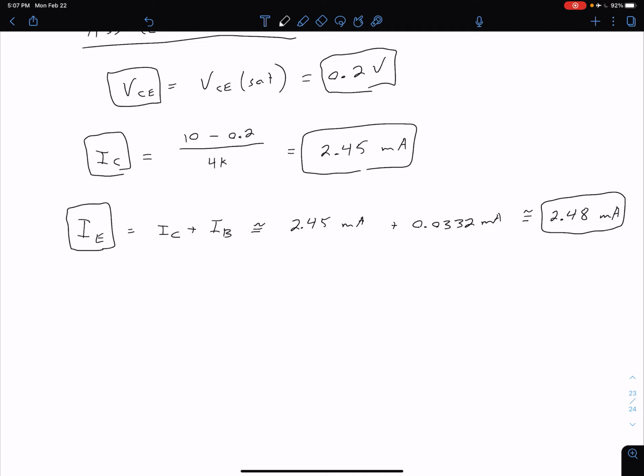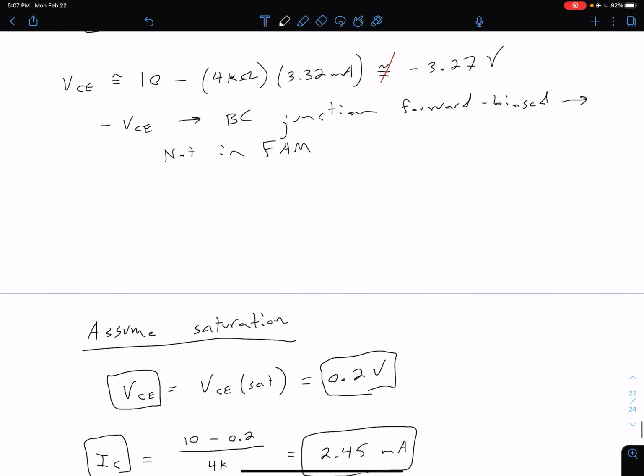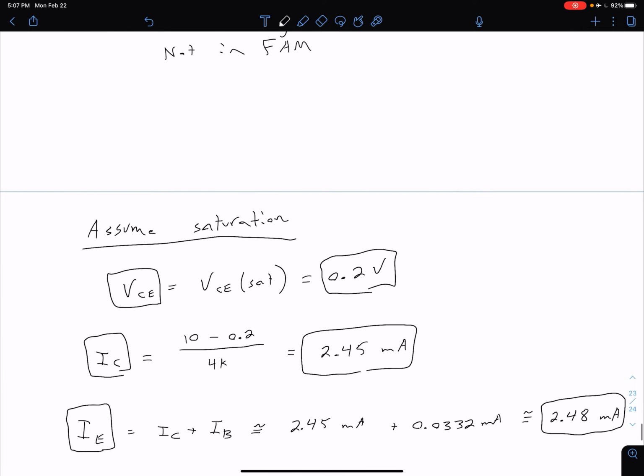What we can note as well is that our ratio of IC over IB is about 74. And as we talked about, this would be equal to our beta forced, we could call it. And we notice that this beta forced is less than our beta value given in the problem of 100. Another way that we can see this is, we would have expected an IC of 3.32 milliamps if we were in forward active mode, but what we actually see is less than that.